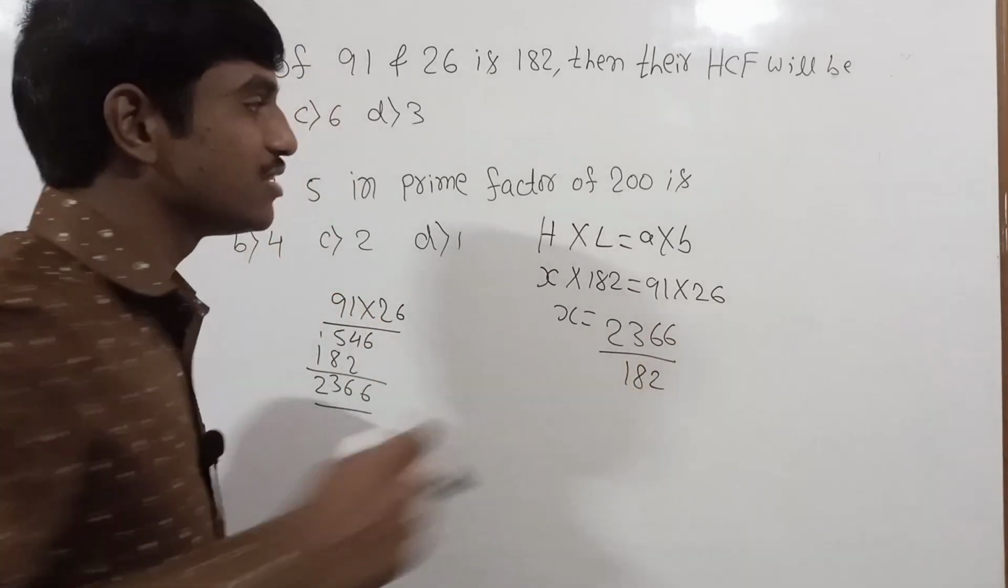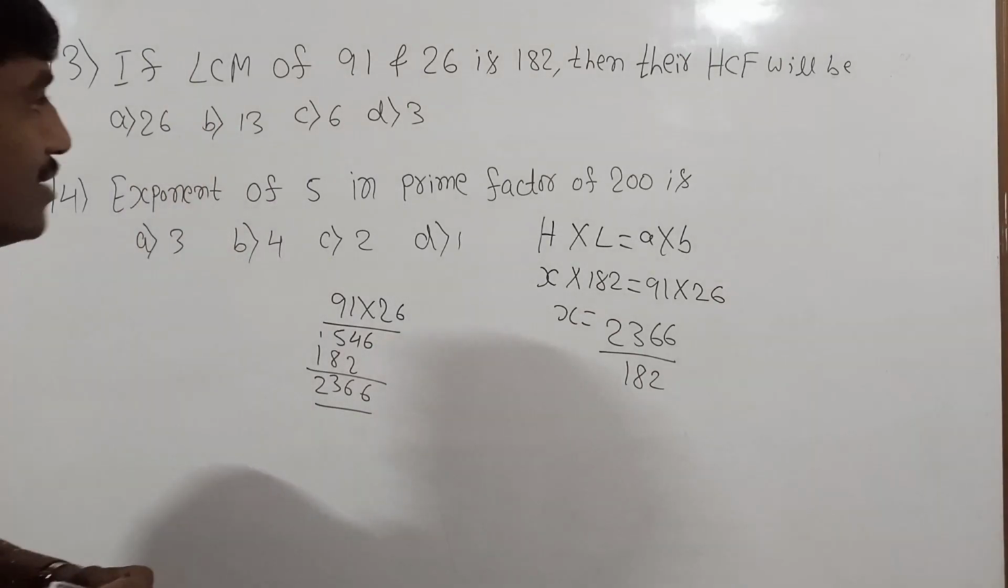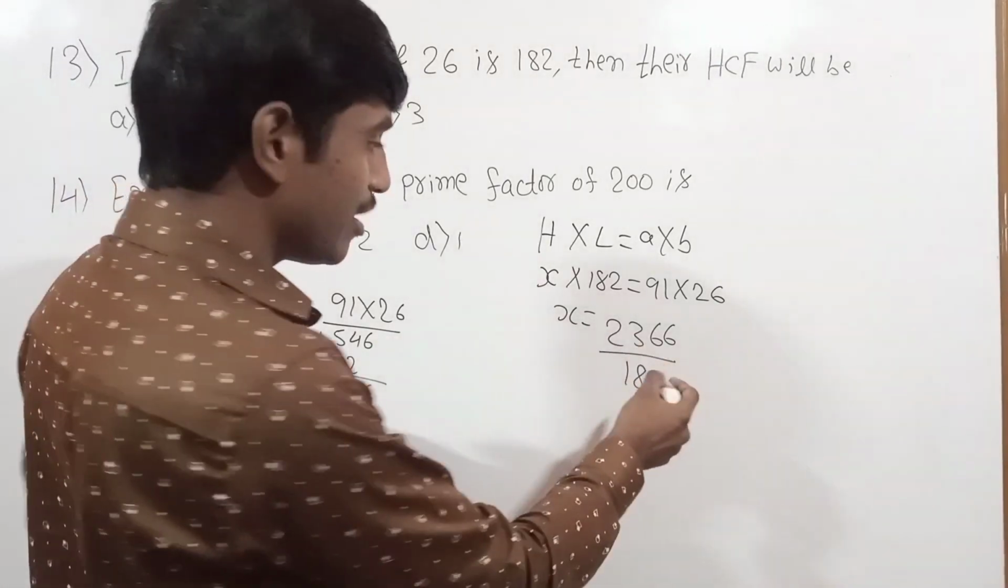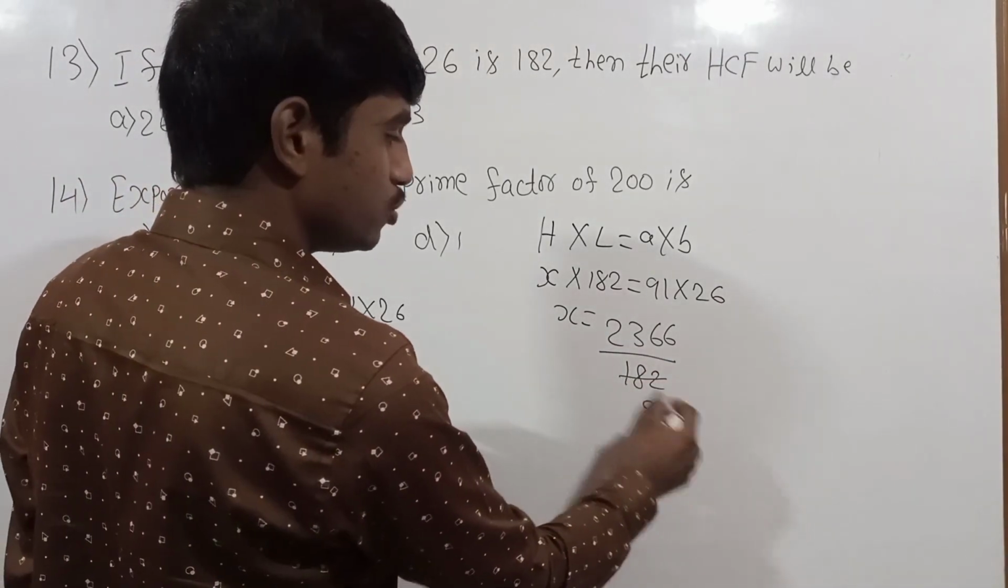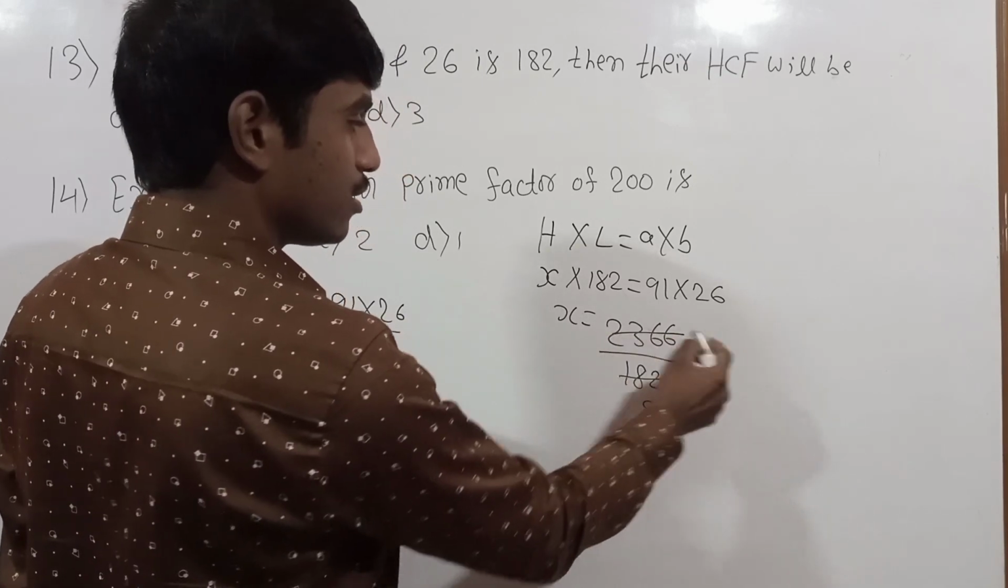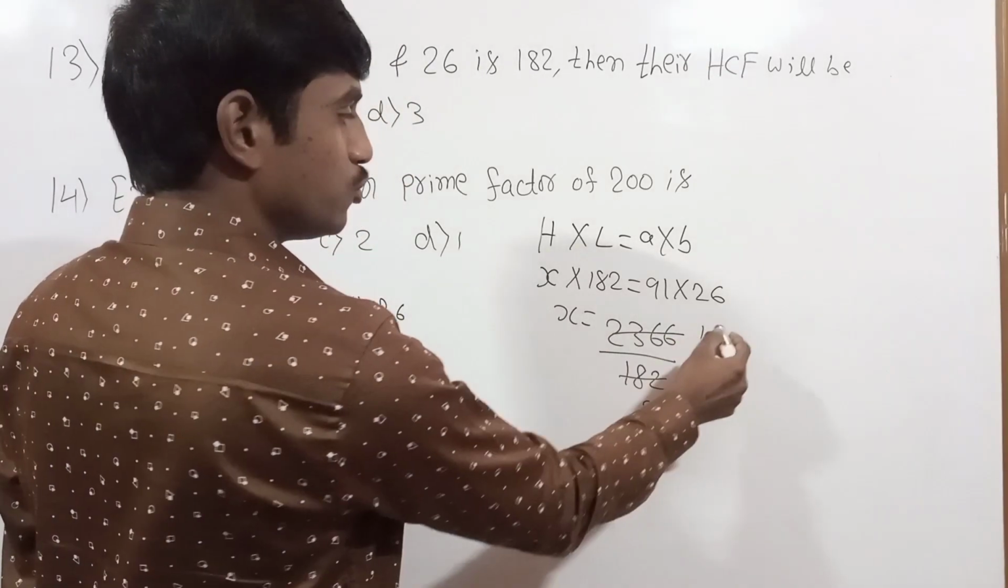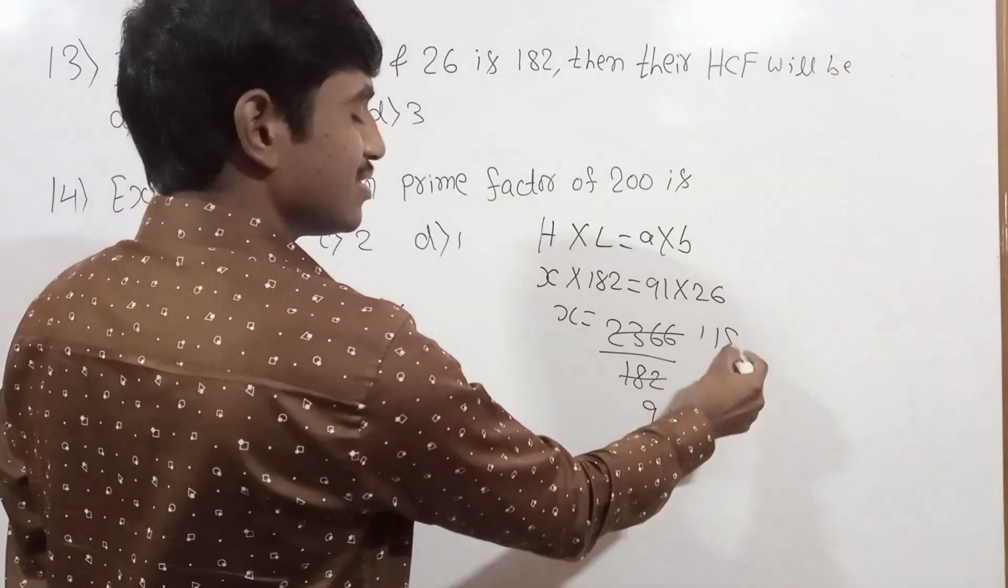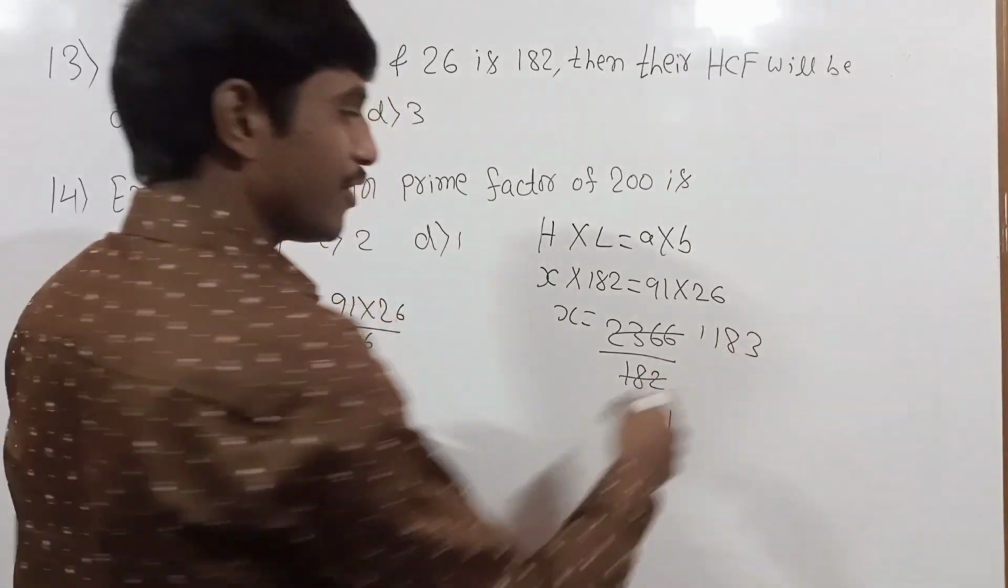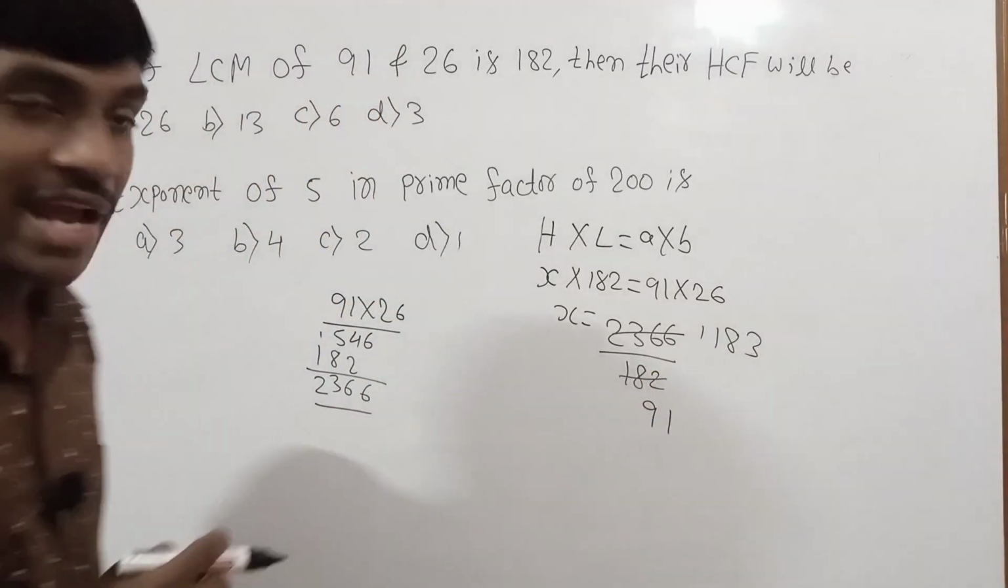So we need to divide that. Whatever we get, that's the answer. So let's divide. Both are even numbers here. So 2 nines are 18, 2 ones are 2, and here 2 ones are 2. Again 2 ones are 2, 16, 2 eights are 16, 2 threes are 6. We got 1183.